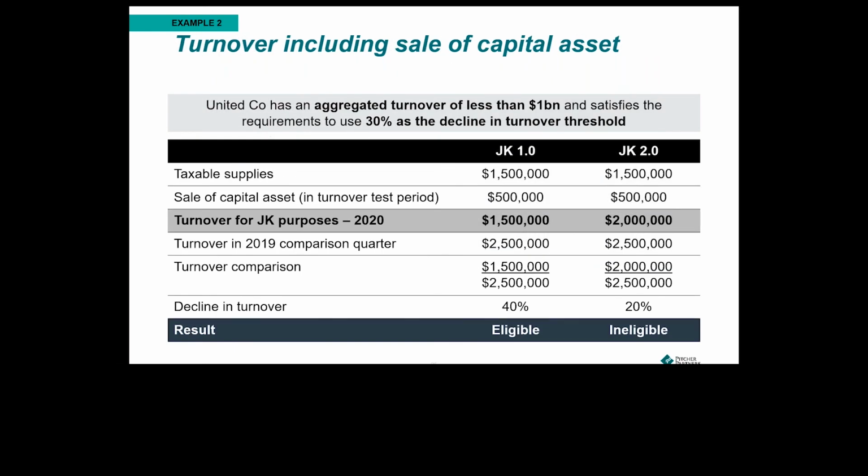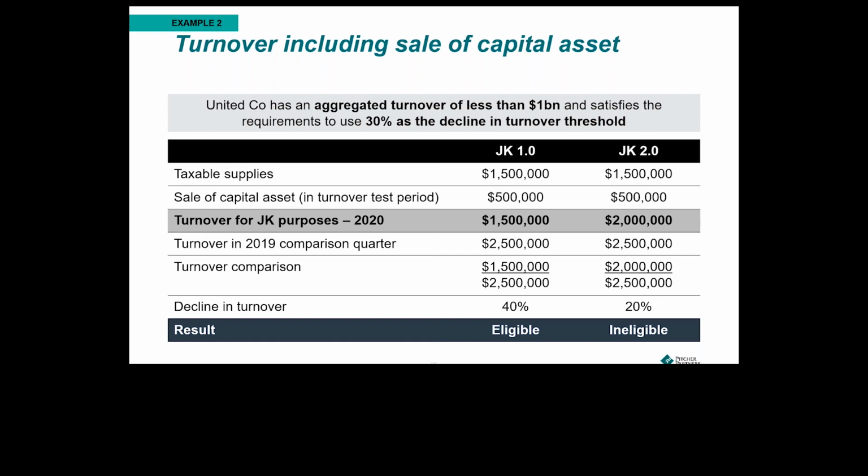So just going back to a point I made a few slides back regarding the difference between current GST turnover and projected GST turnover. As I said, for JobKeeper 2.0 purposes, and also for the purposes of the 10% decline in turnover certificates, we are only looking at current GST turnover. Projected GST turnover is no longer relevant, and what that means is that disposals of capital assets must be included within the turnover for the relevant period.